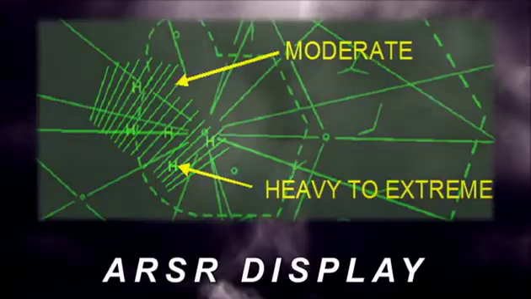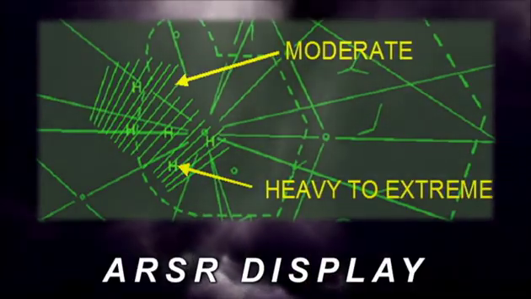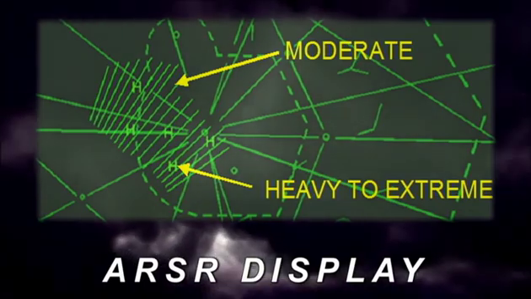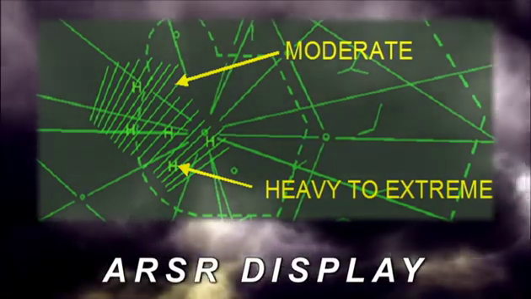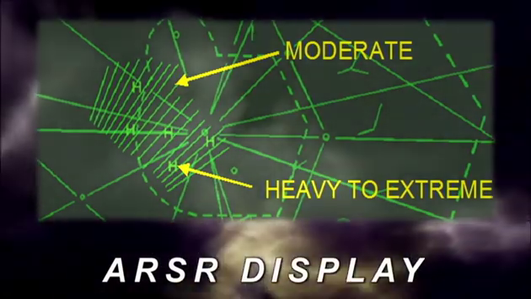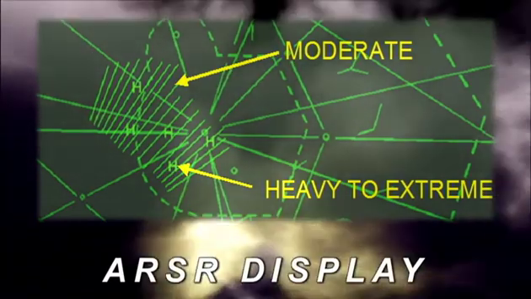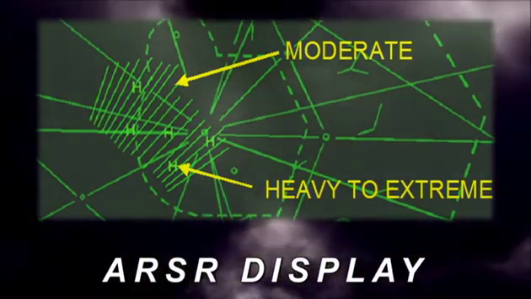I understand that the ARSA display is slightly different. Yes, the ARSA display depicts only 2 levels. The lowest displayable precipitation depicted as lines is described as moderate. The highest displayable precipitation depicted as H's is described as heavy to extreme.